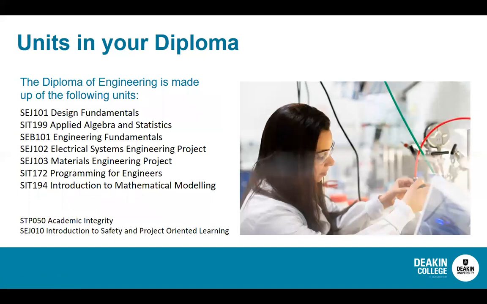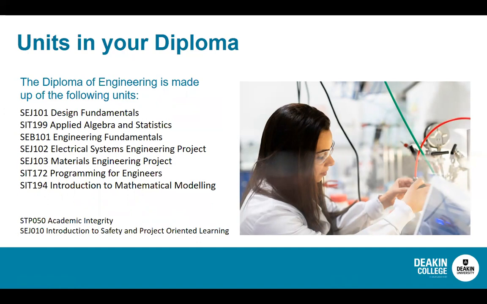What we're going to talk about next is the units you'll study in your diploma. After that, we'll go into the recommended units that you study in your first trimester. In terms of the units you study in the diploma, we've got a list of them here. The first one is SEJ 101 Design Fundamentals, which looks at the principles of design. SAT 199, Applied Algebra and Statistics, is the first maths unit that we recommend students study.